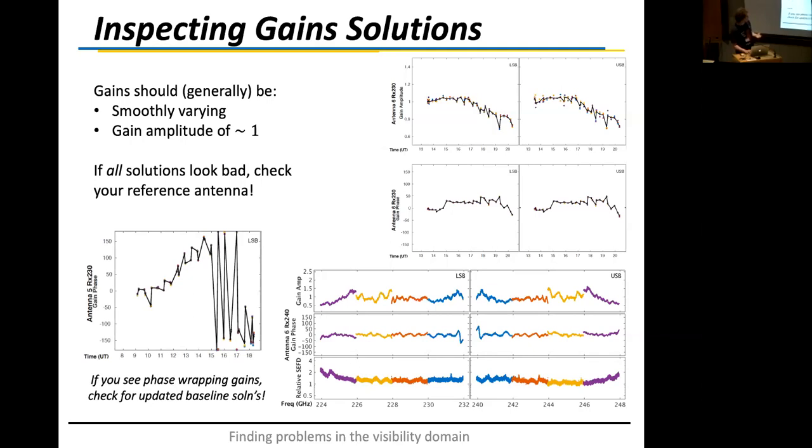Arguably the most common problem that you might see is something like this, where you see phase wrapping, sometimes looking a little sinusoidal. That's potentially a sign that the baseline solution you have for your track is not perfect, because the geometric correction is not perfect. This is a case where you should check online to see if there's an updated baseline solution or antenna position solution, because that will fix this.